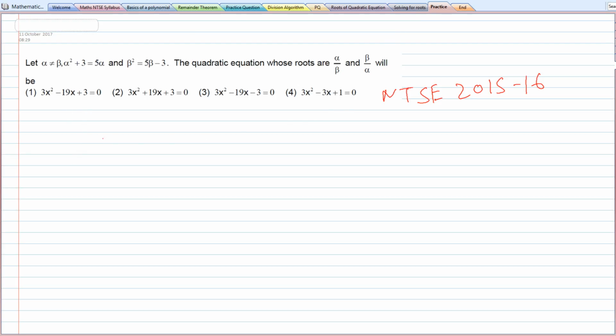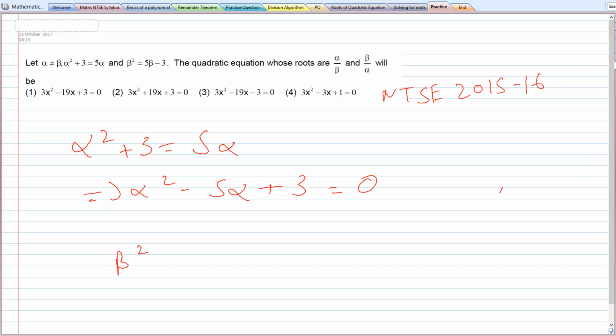Are there any doubts with this question? So let's try it out first. Alpha square plus 3 is equal to 5 alpha, which can be written as alpha square minus 5 alpha plus 3 is equal to 0. Let this be equation 1. Beta square is equal to 5 beta minus 3, which is beta square minus 5 beta plus 3 is equal to 0. Let this be equation 2.